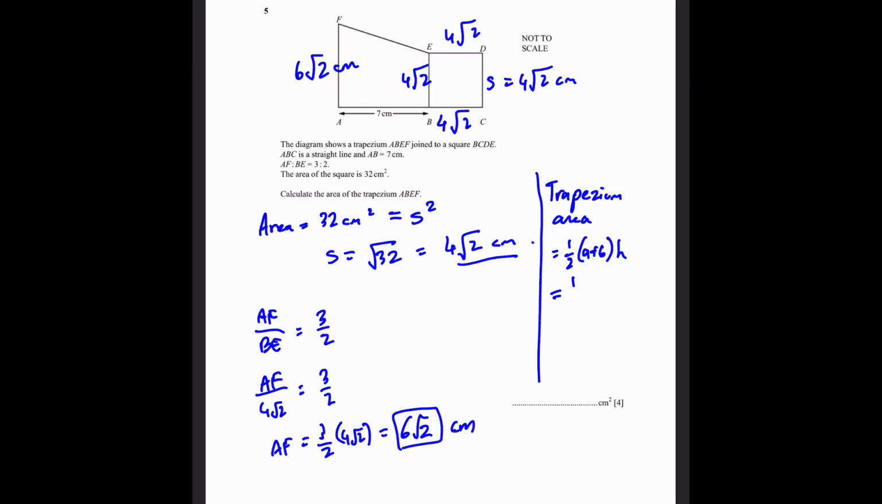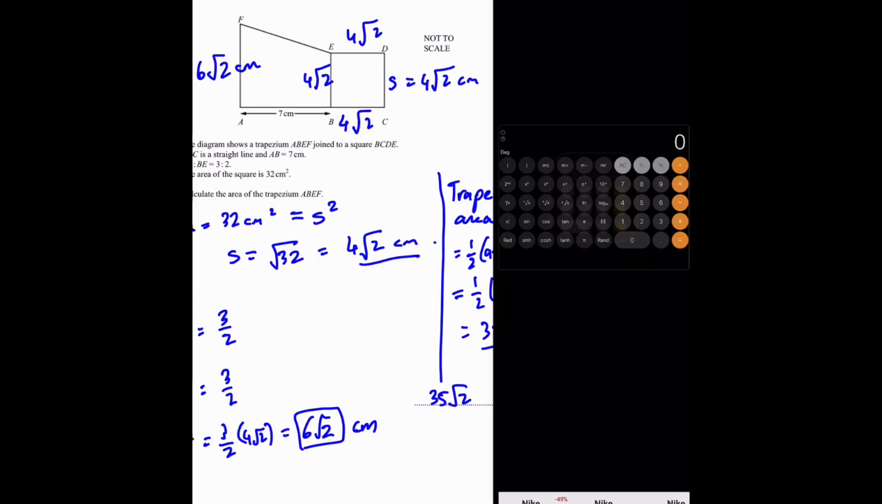So half times 10 root 2 times H, which is 7, and that's 35 root 2 centimeters squared. So you can write it as 35 root 2, or you can write it as a value like this, 49.5 to 3 significant figures. And that'll be our answer. Let's go to question 6.